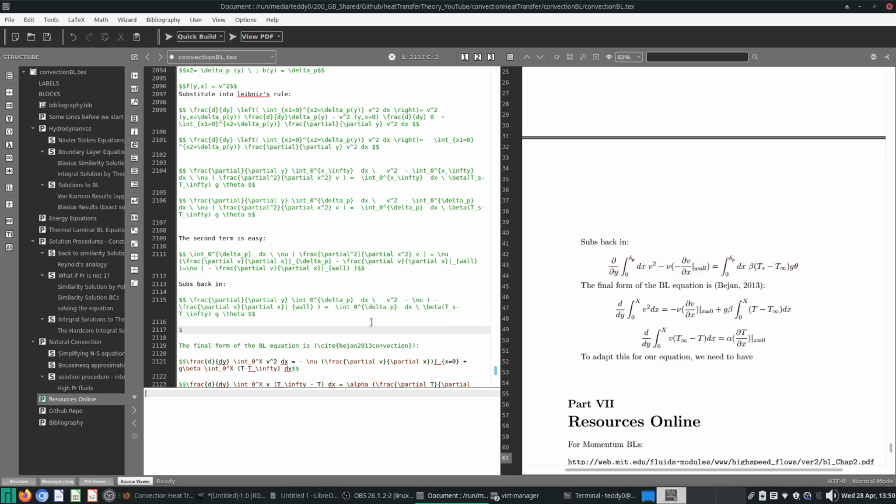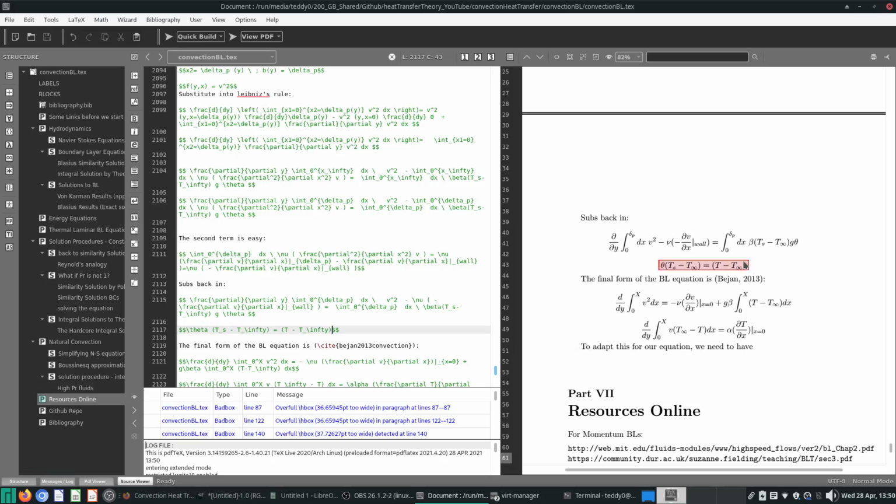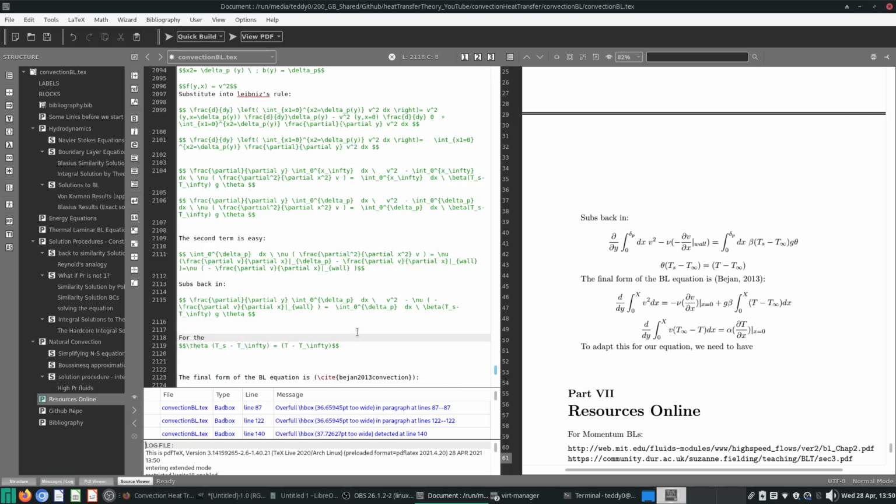So what I just want to do: theta_s minus T infinity equals T minus T infinity. That's why I actually wanted to use T minus T infinity, to swap over the variables earlier, for the last term.